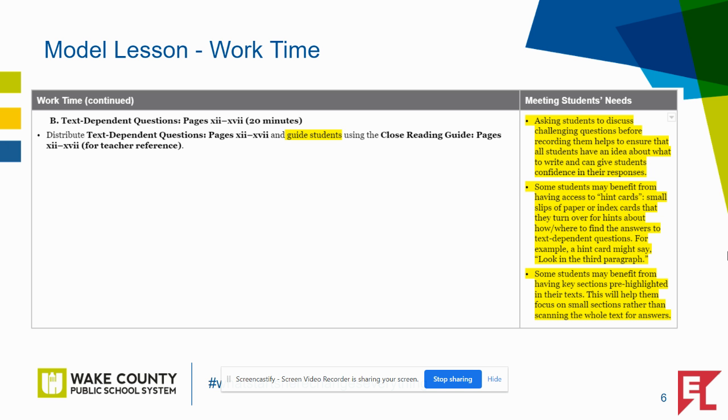Some students may benefit from having access to hint cards, small slips of paper or index cards that they turn over for hints about how and where to find the answers to text-dependent questions. For example, a hint card might say, "Look in the third paragraph." Some students may benefit from having key sections pre-highlighted in their texts. This will help them focus on small sections rather than scanning the whole text for answers.